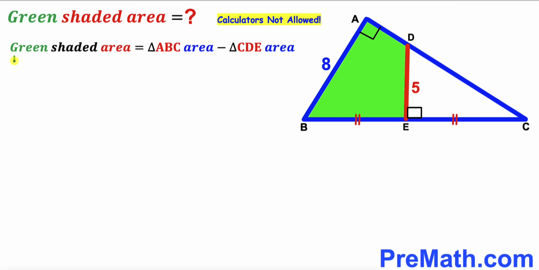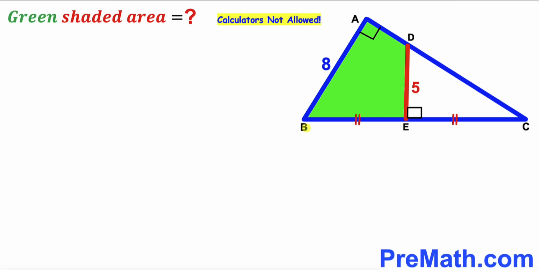We can see that this green shaded region area is going to be equal to the area of the whole big triangle ABC minus the triangle CDE area. Here we got this whole big right triangle ABC, and this is the triangle CDE. So now our task is to calculate the area of this big triangle ABC, and we are going to calculate the area of the triangle CDE as well.